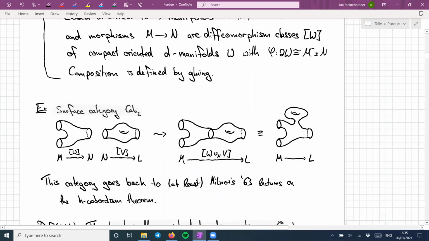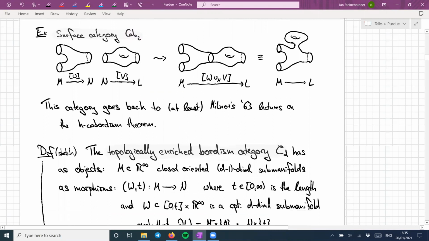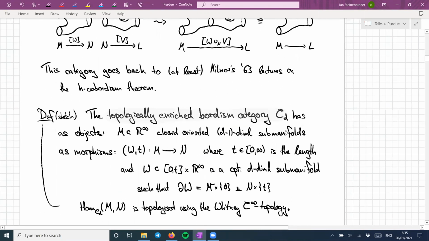Now there's another version of the bordism category that has played a very important role in some algebraic topology of manifolds recently, and that's the topologically enriched bordism category. This one is a bit more tricky to define, so I'm just going to sketch it. But the idea is roughly as follows.